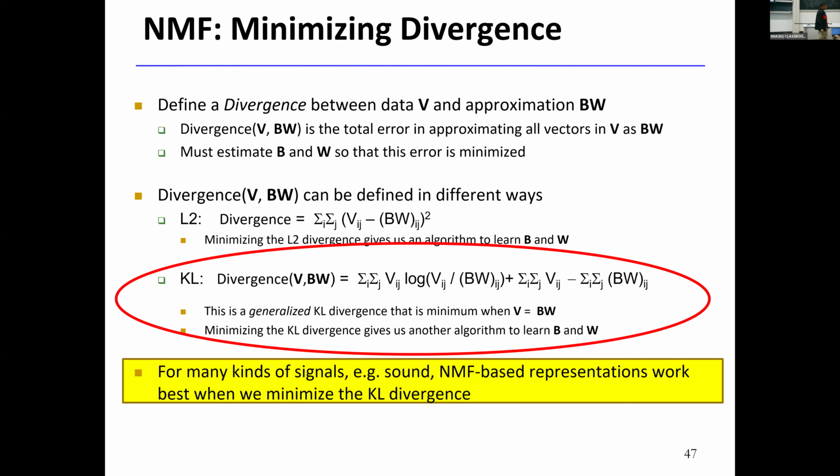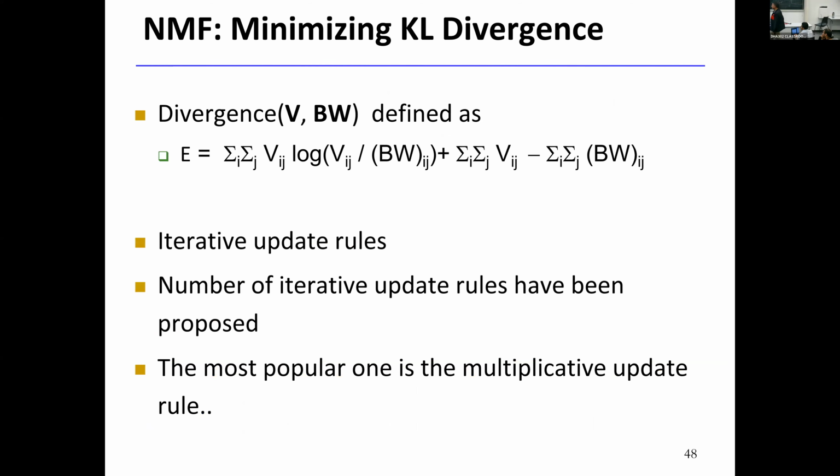With the KL divergence, things get a little more hairy, right? So here's what it looks like. Now I'm going to try to minimize this error, which is the KL divergence between the composition BW and the original vectors V. It looks a lot like your probabilistic KL divergence, except the second two terms are simply the difference between the sum of the components of V and the sum of the components of BW. And when you try to minimize this, you end up with a multiplicative update rule.